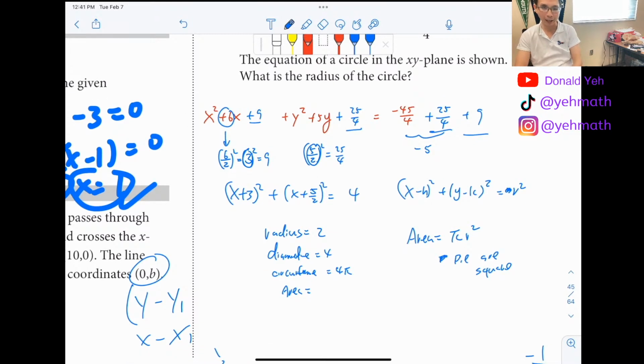If you really have a hard time remembering, circumference is the derivative of pi r squared. It's 2 pi r. The derivative of r squared is 2 r pi. So 2 pi r or d pi. You have to know this for your SAT. Please, you have to know your stuff.